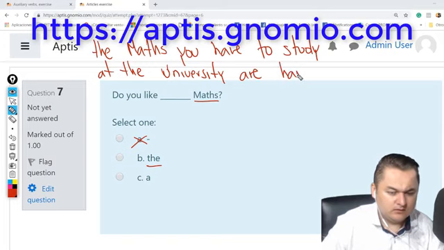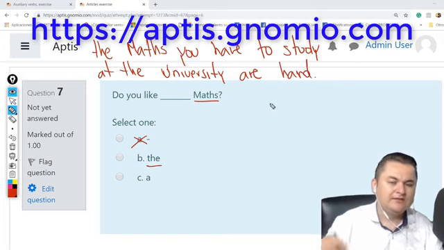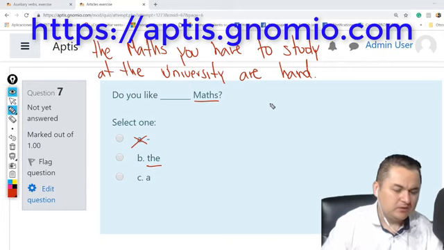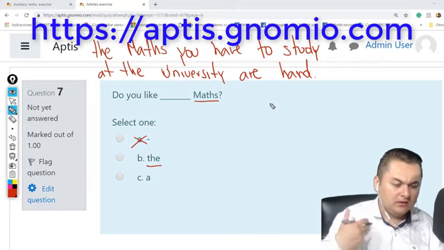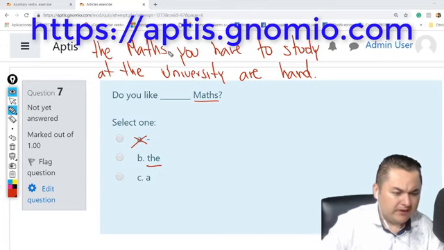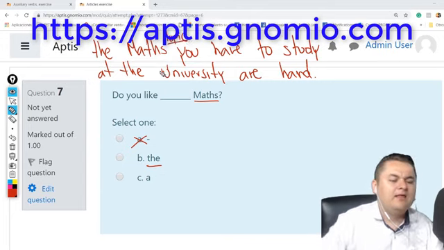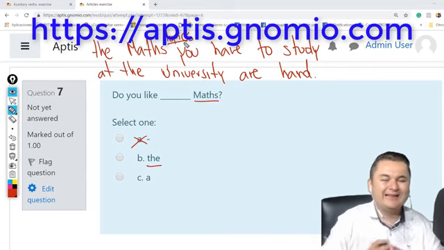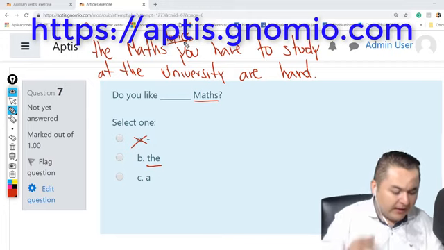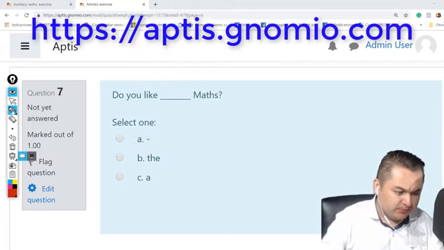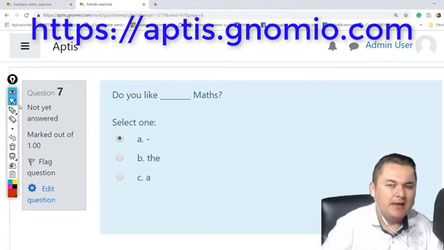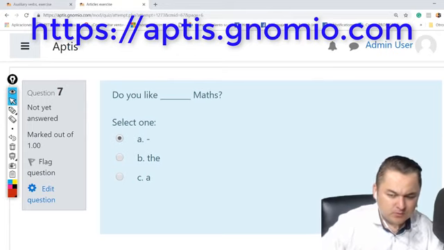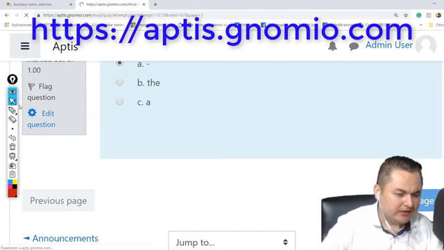Are hard. Meaning the topics you have to study when you're at the university are hard. So the maths, and I can also say, if you wish, the maths topics you have to study at the university are hard. So in that sentence, the maths topics is going to be plural, but in this case we just say, do you like maths? It's the zero article, the one we have to answer.